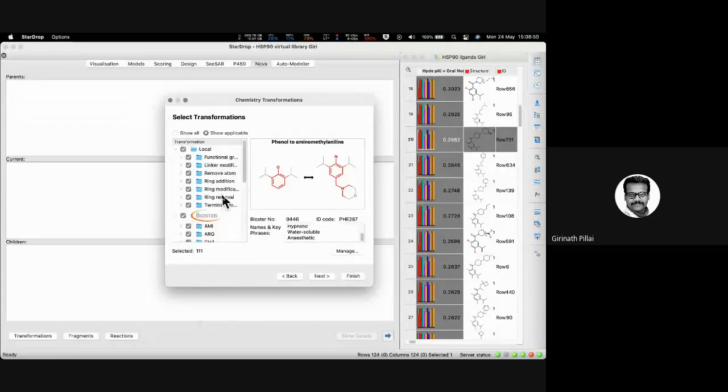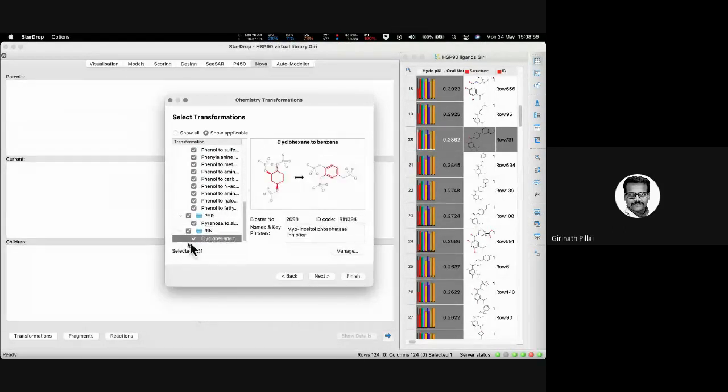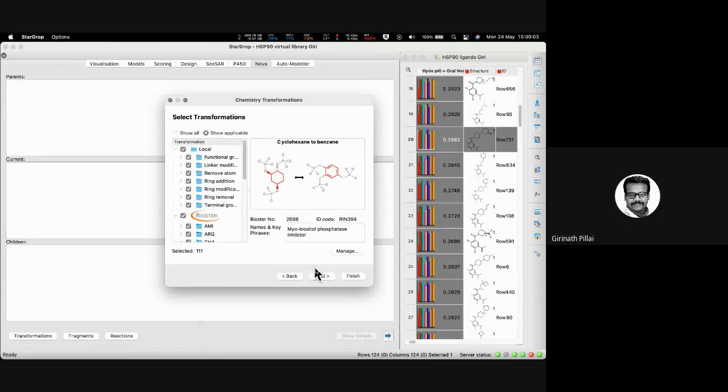All right. So I'm not selecting just a single one. I'm selecting multiple to see all possible pyranose, and then I want to change from cyclohexane to benzene. So like that, different. Then I click on next.